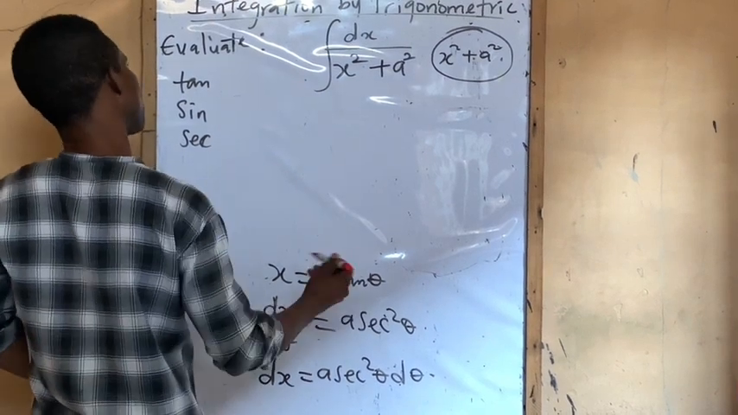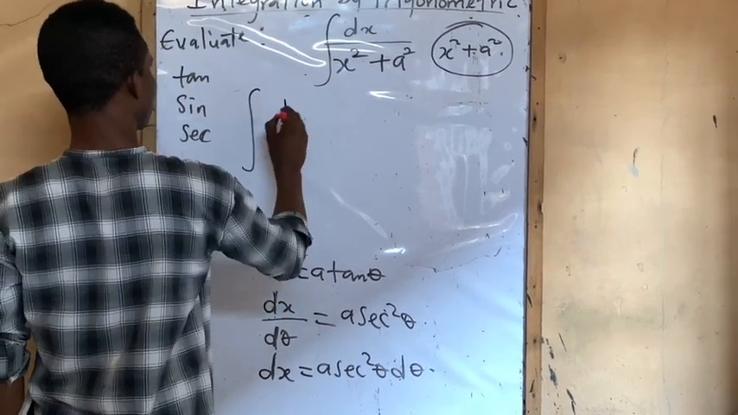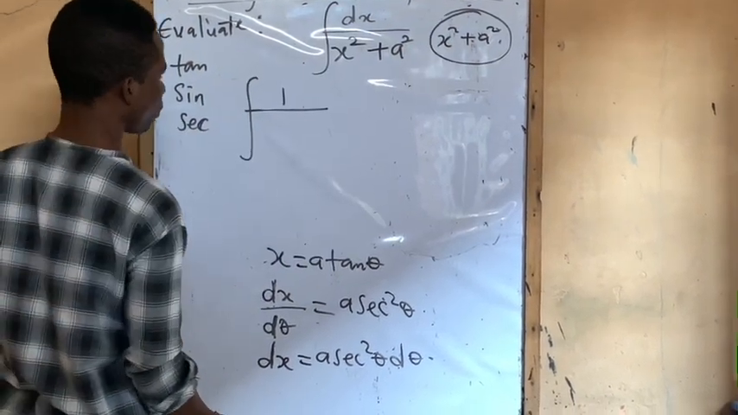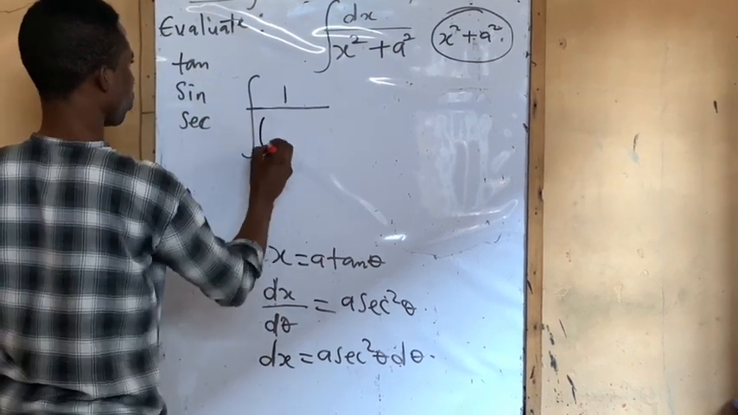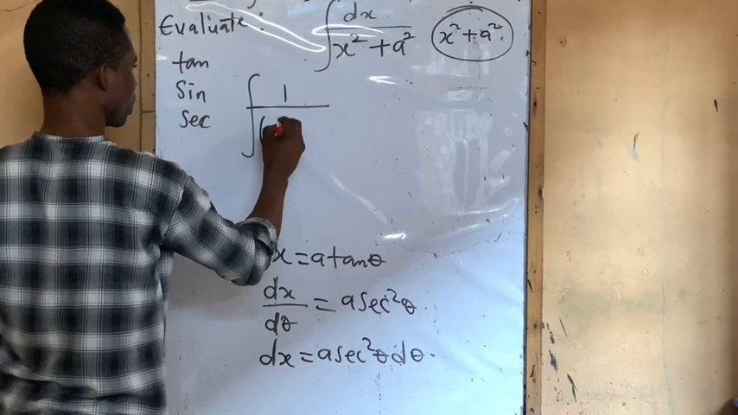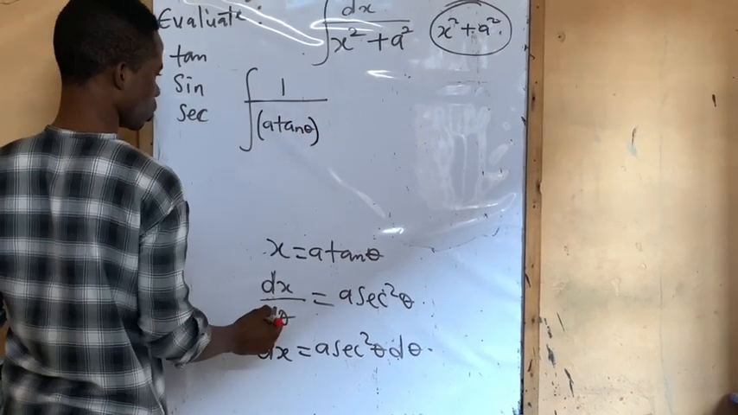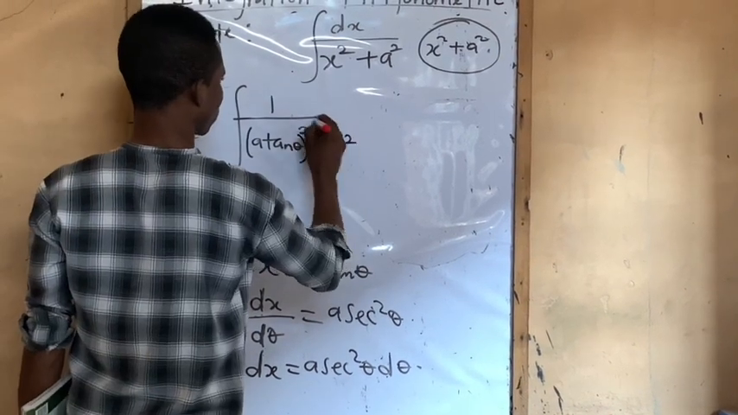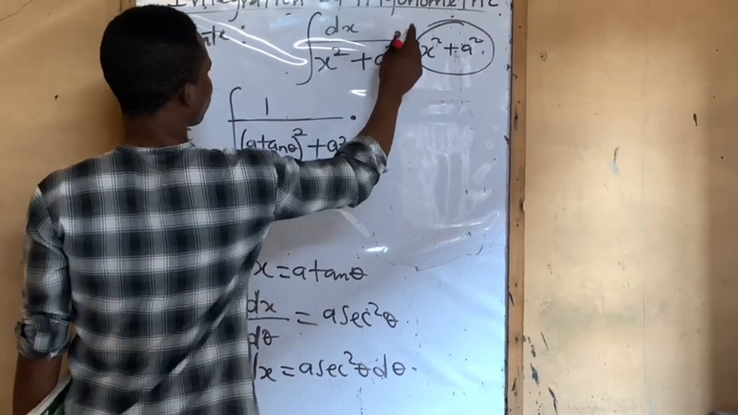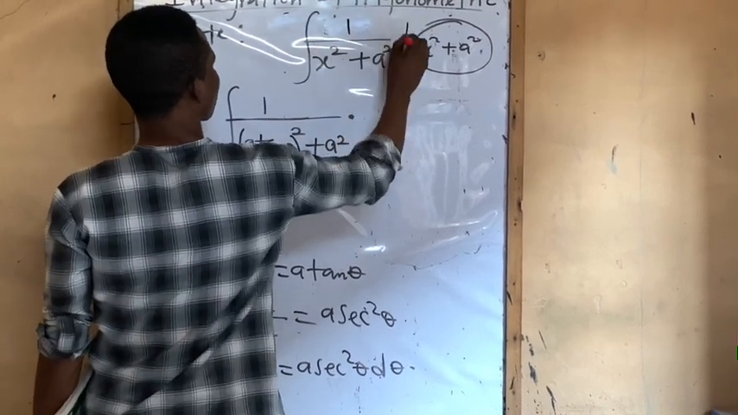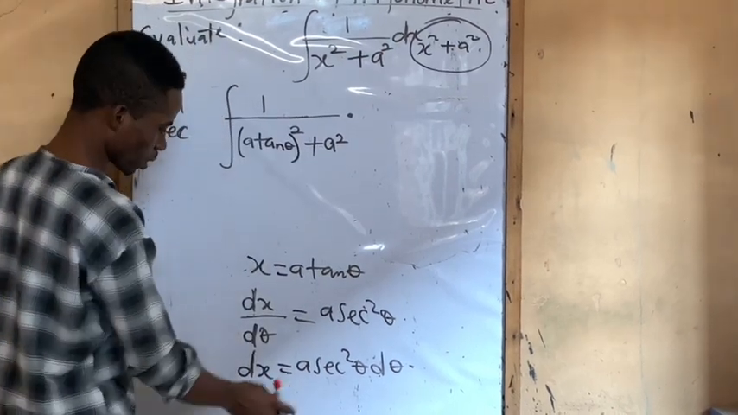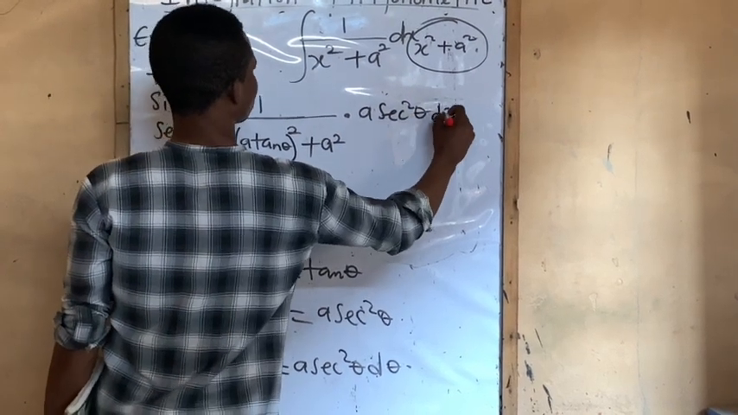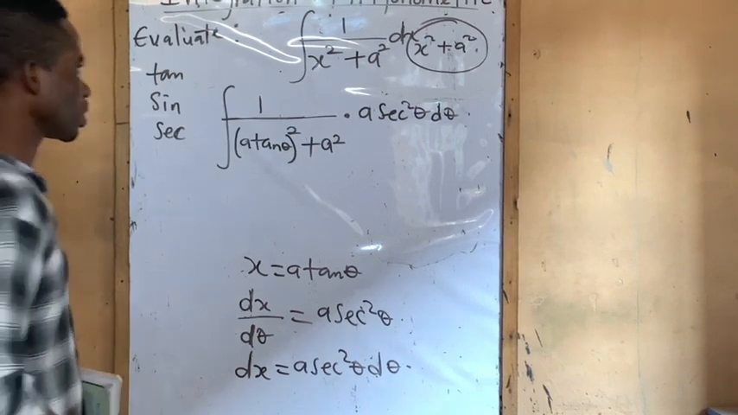That means integration of 1 all over, because this is 1 dx, just bring the x to the back. What is my x? My x is, open a bracket, a tan theta squared plus a squared. And my dx is a sec squared theta d theta.